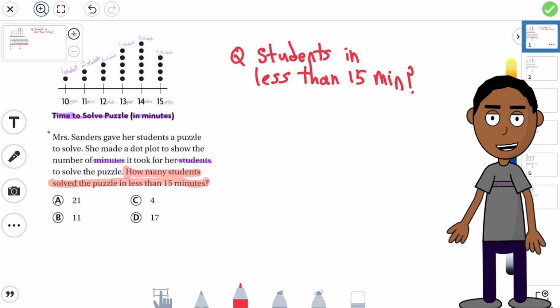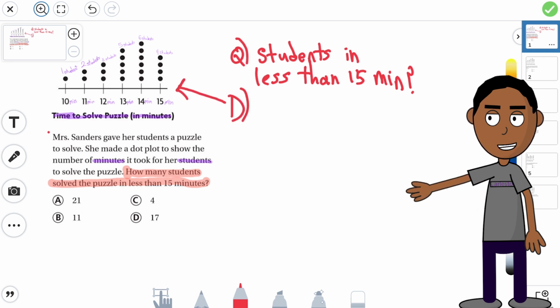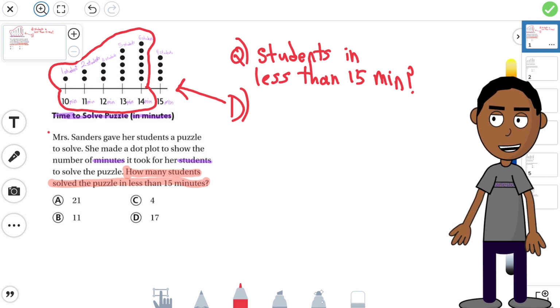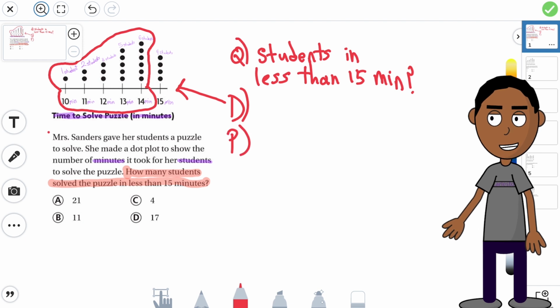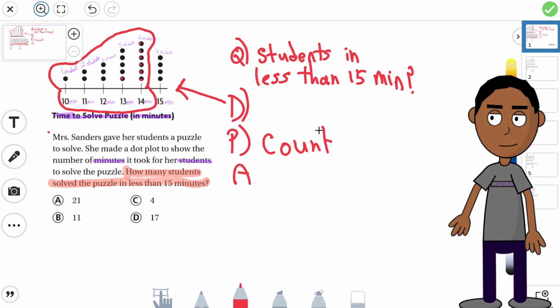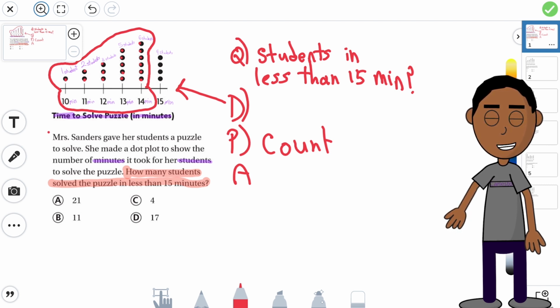And then next, I'm going to look for the data. So for the data, it's over here. I know that less than 15 minutes, I'm going to look for everything that's less than 15 minutes. So all of those are less than 15 minutes. So let's count all the students. So for my plan, I'm going to count all the students. So let's go ahead and count. I have 1, 2, 3, 4, 5, 6, 7, 8, 9, 10, 11, 12, 13, 14, 15, 16, 17. I noticed that there are 17 students that did the puzzle in less than 15 minutes.